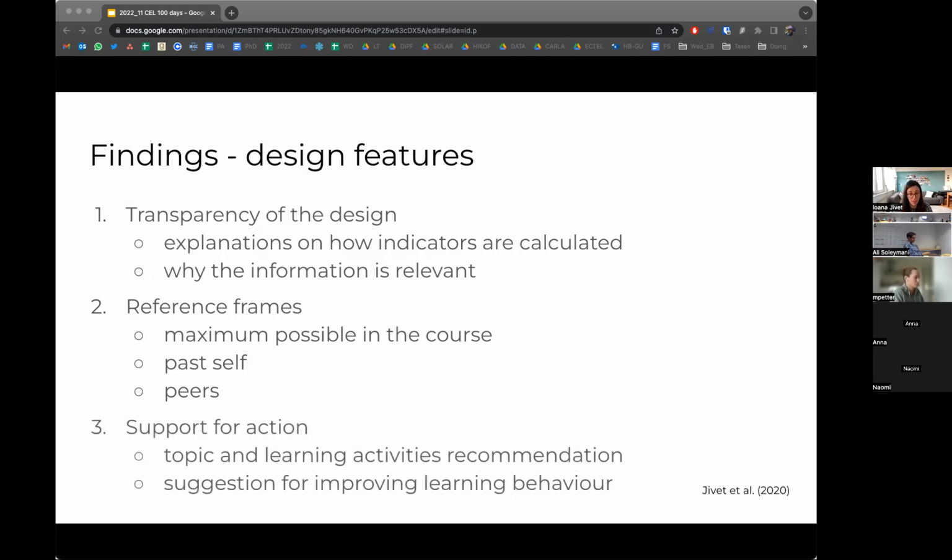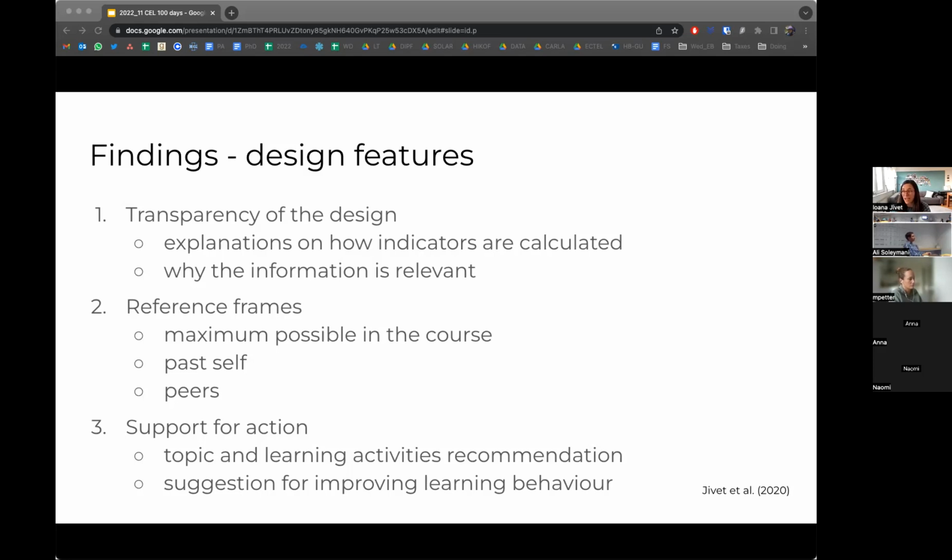And finally, a third design feature is support for action, because it's not only important to become aware of your situation when looking at feedback, but the next crucial step is doing something about it. Is there something that I need to change? Is there something that I need to do differently? Or is the way that I'm working right now good enough or helping me? So the third feature, support for action, included items like recommendations on learning activities that should be done or topics to tackle next, or even how to improve their learning behavior.